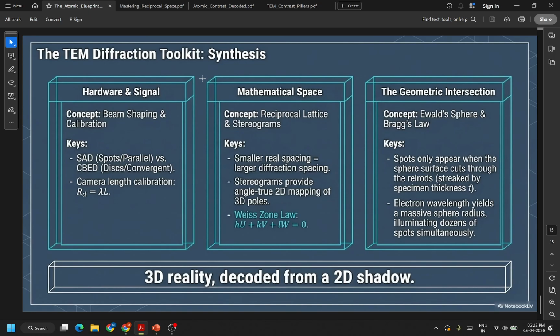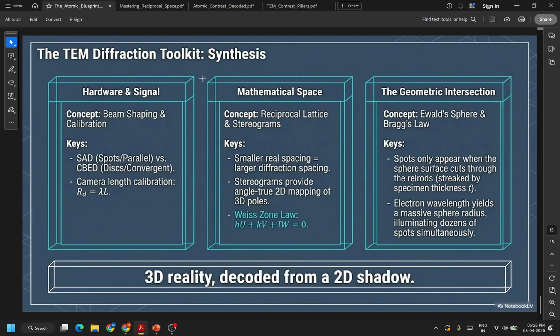So if we are getting larger diffraction spacing, that would mean smaller real spacing. And stereograms provide angles through 2D mapping of 3D poles, and then we use the Weiss zone law, HU plus KV plus LW equals 0, to get our set of planes, and then we use the geometric understanding to get the result.